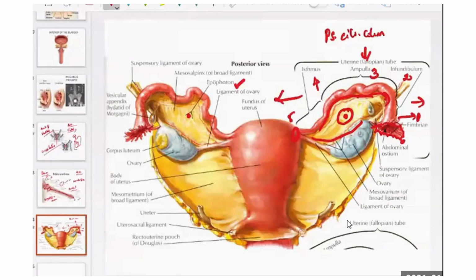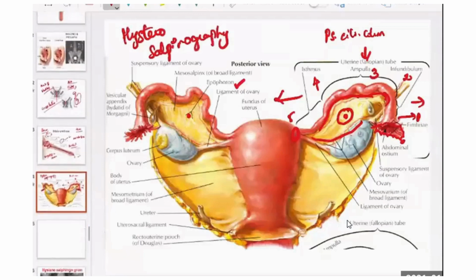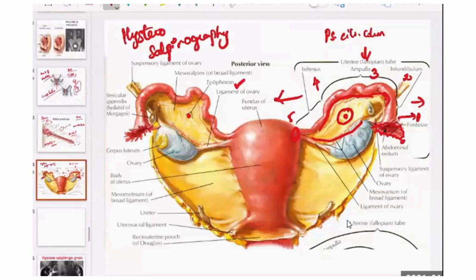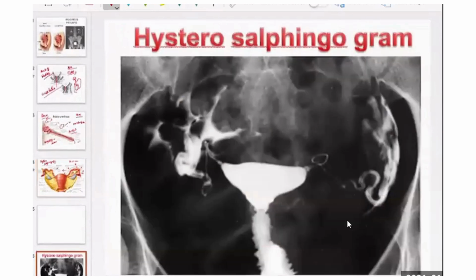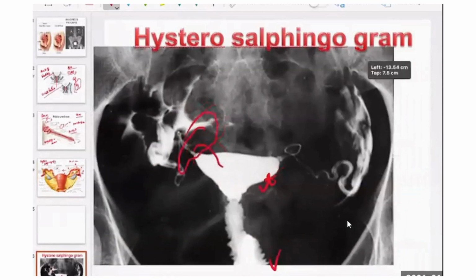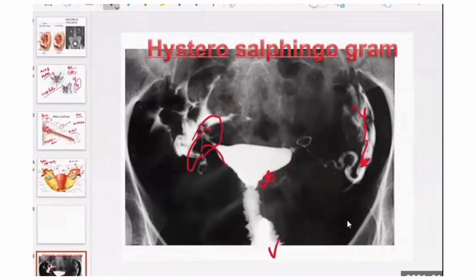What is the radiological investigation we do to see the patency of the uterus and fallopian tube? That is called hysterosalpingography. Inject a dye through the vagina and uterus. Here it is patent. The dye has fallen onto the right side of the pelvic cavity. This is a normal one. The dye is in the pelvic cavity on the left side.